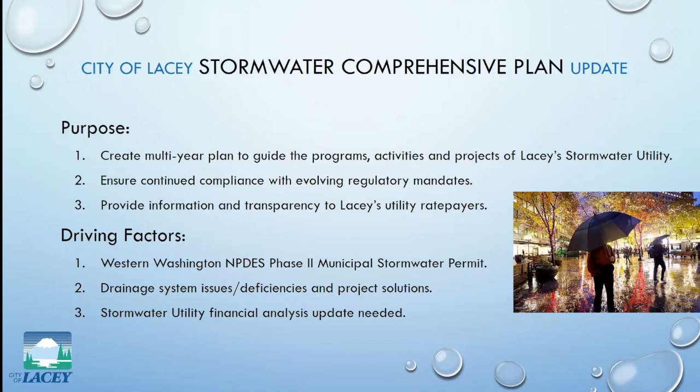The three main driving factors are, first of all, the Western Washington NPDES Phase 2 Municipal Stormwater Permit, which is a mouthful, but I'll just refer to it as the Phase 2 permit most of the time, or just the permit. Second, the drainage system issues, deficiencies that we have, and various project solutions that we need to be implementing. That's an ongoing effort. And third, the utility financial analysis update. The 2013 analysis is due to be updated because it's at the end of its program period.